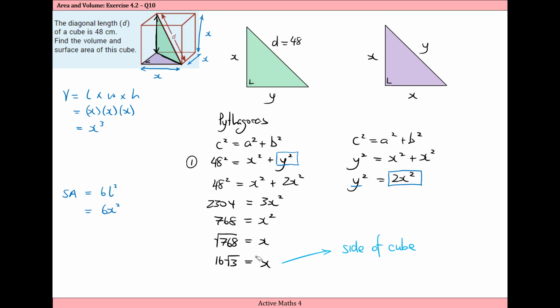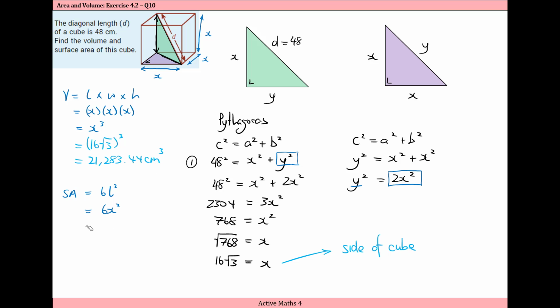So we're going to sub this value of x back into the two formulas I made previously. So obviously the volume is x times x times x, or x cubed, which in this case is 16 root 3 all cubed, and that gives us a value of 21283.44 centimeters cubed. So volume is measured in centimeters cubed.